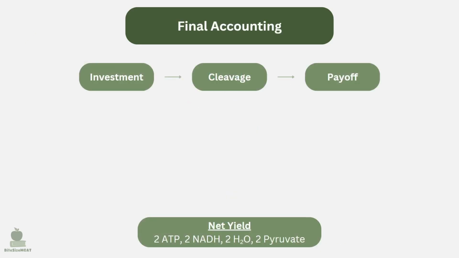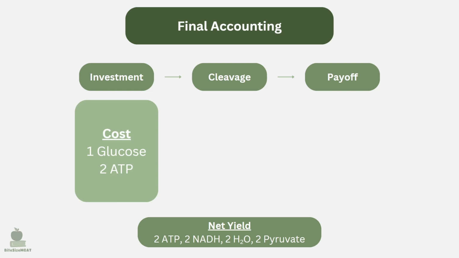With all of that, what about some final accounting? So what did we use during our investment phase? Well, we started off with 1 glucose, and we also used 2 ATP during the steps of hexokinase and phosphofructokinase 1. Did we use anything during the cleavage phase? Well, no, we didn't, so I'll just put N/A for now. What about our payoff phase?